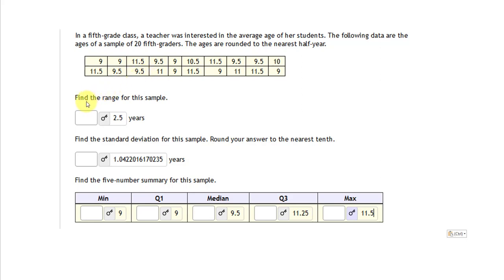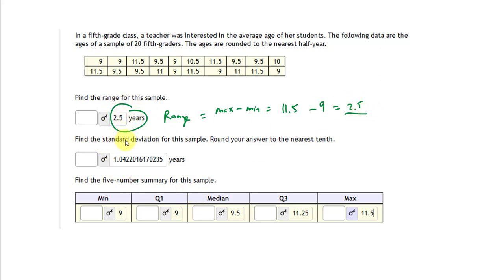They ask you to find the range for this sample. So what is the range? From the previous chapter, we learned about the range. The range is just equal to the max minus the min. What is the max value in this case? The max value is 11.5, and the min value is 9, and that is 2.5 years, and that is the answer.